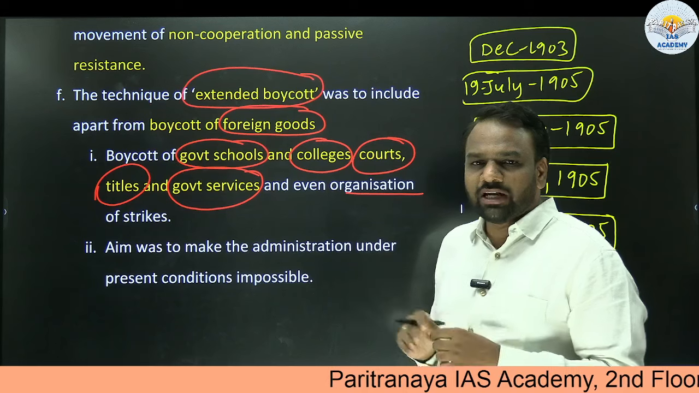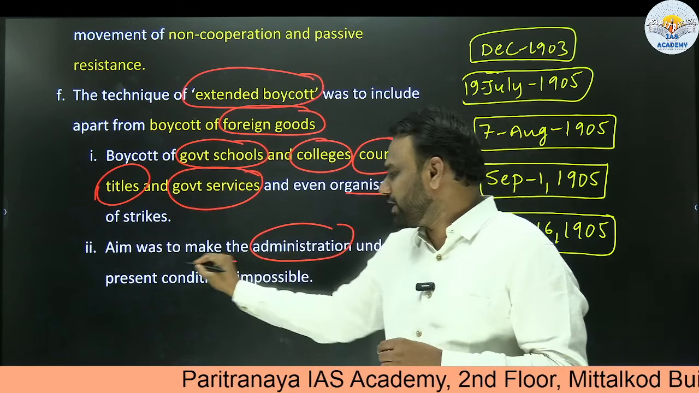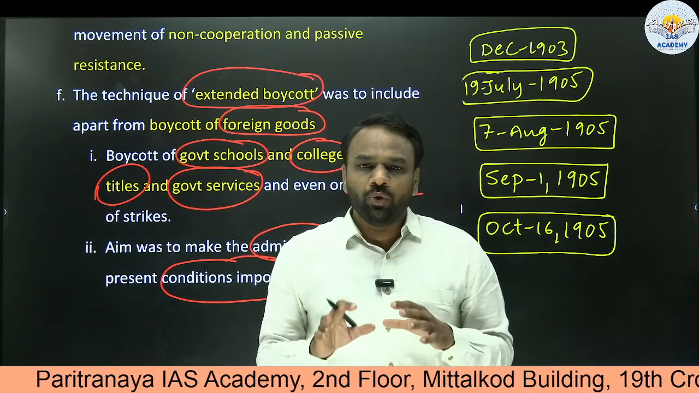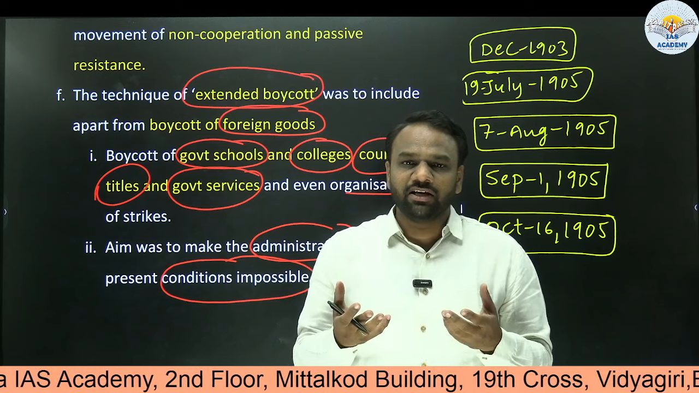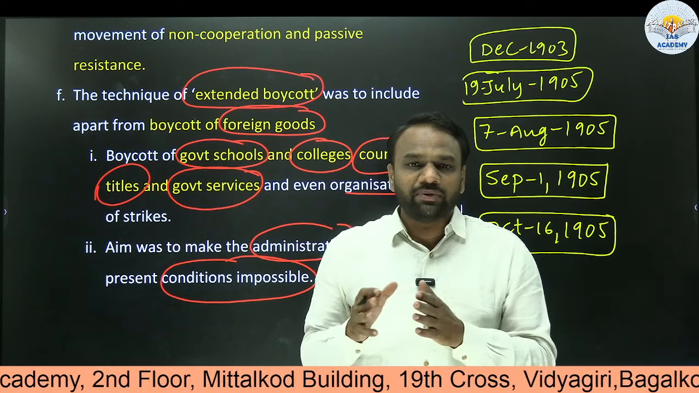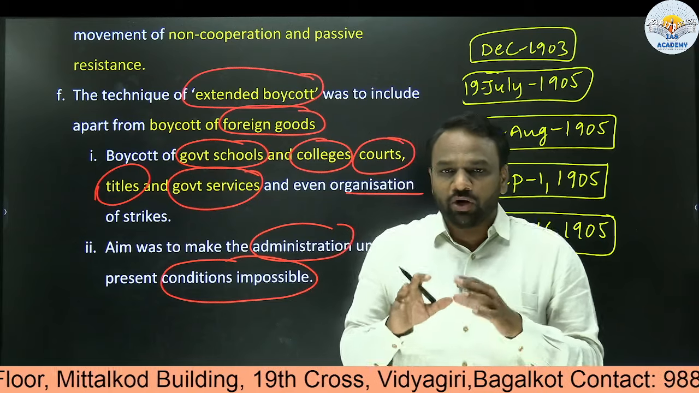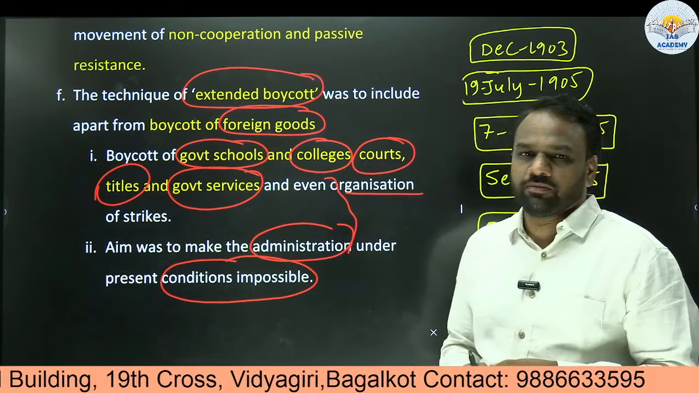So what was the ultimate aim? The ultimate aim was to make the administration under the present conditions impossible. The aim was to impose frustration on the Britishers to such an extent that they should think it is now very difficult for us to administer this country and we should leave it. In order to create such frustration, these various means were proposed.